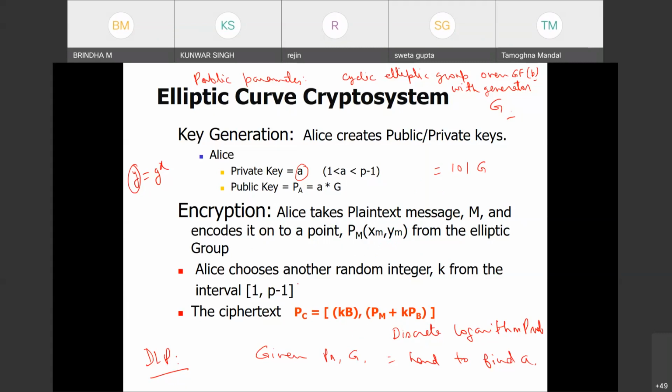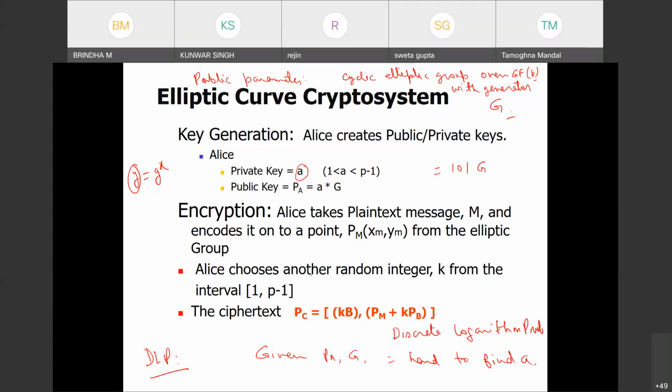The encryption here is a randomized algorithm. Randomized algorithm means the same message at different times will give you a different ciphertext. RSA is deterministic: the same message always gives the same ciphertext. But ECC and ElGamal are randomized ones.